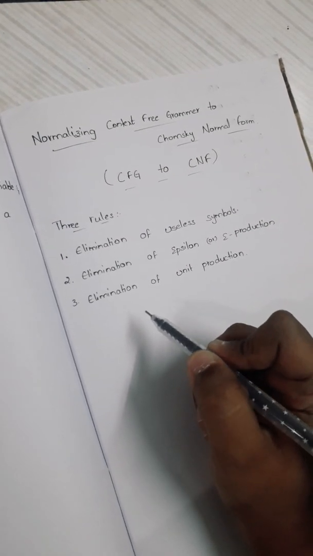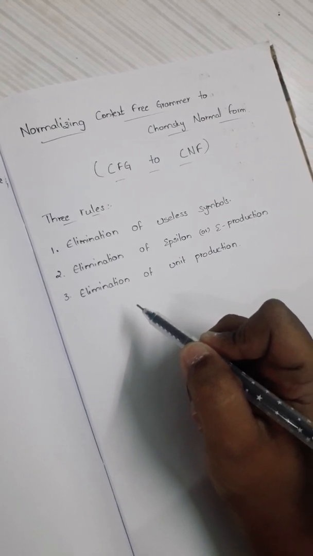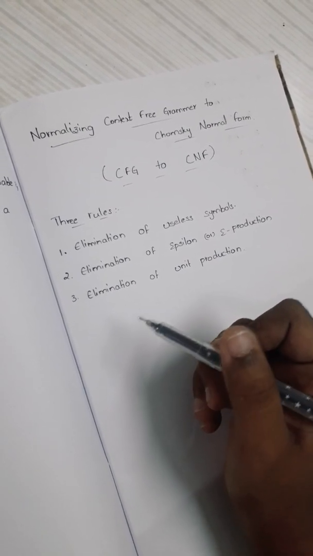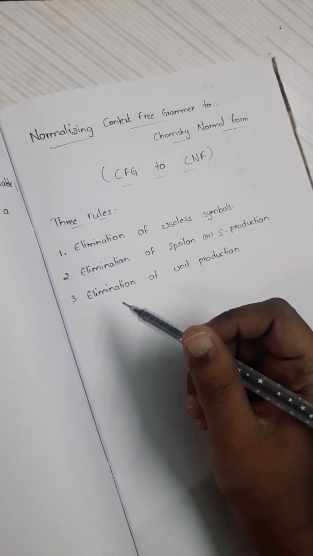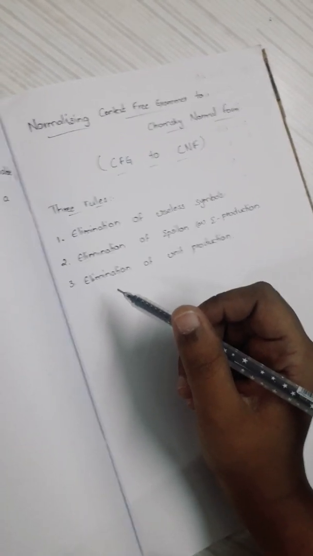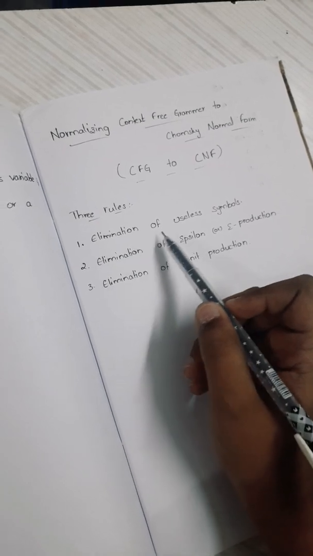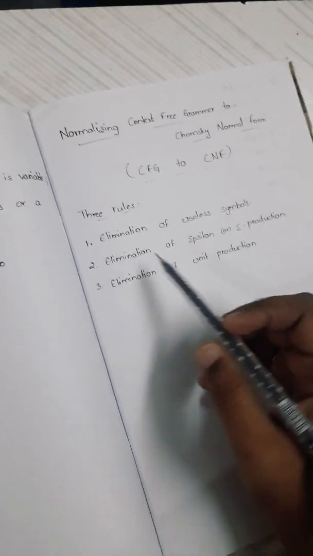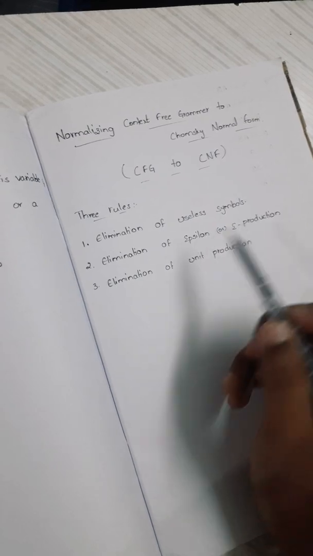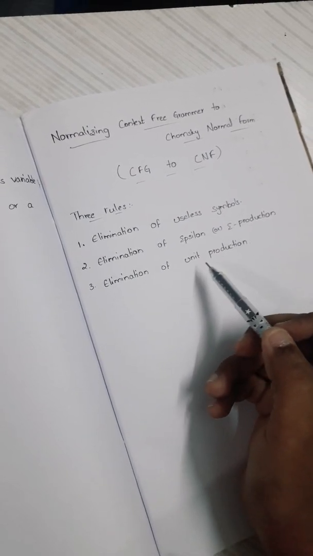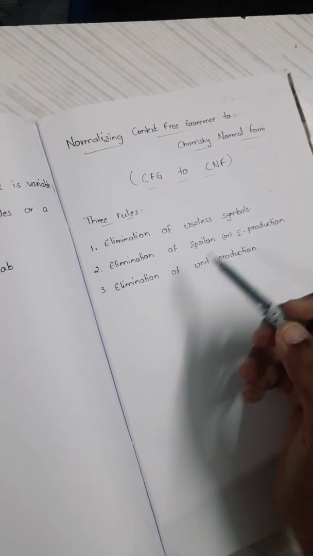In this video, we are going to see how to normalize context-free grammar to Chomsky normal form. For the production rule to be in Chomsky normal form, we need to follow three rules. These are the elimination of useless symbols, the elimination of epsilon or E production, and the elimination of unit production. We'll see these three steps in detail.